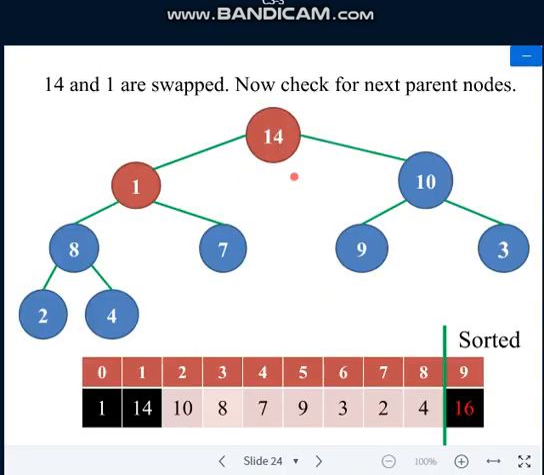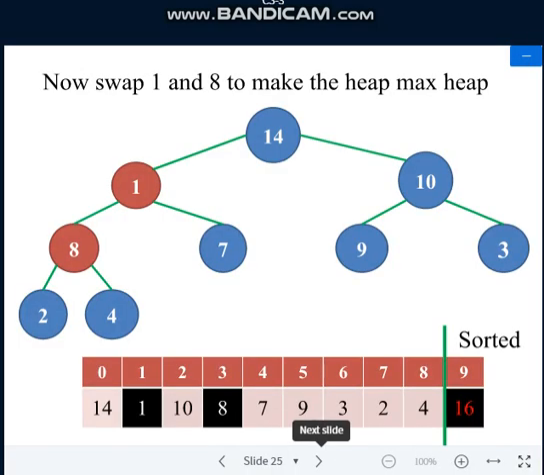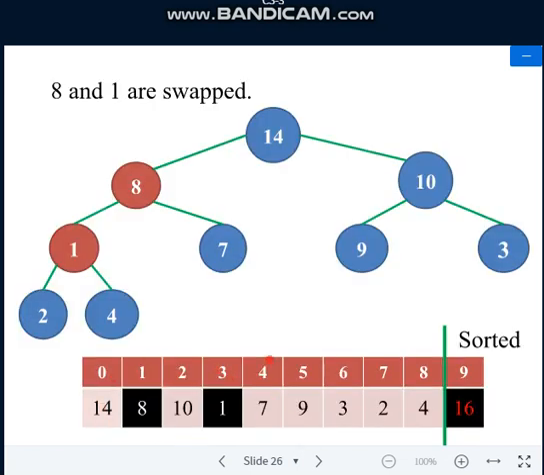So now 14 is the root node here. Obviously 1 is less than 14, and 10 is also less than 14. Now we'll come to the left subtree. What are the values you have? 1, 8 and 7. Among these three, which one is greater? 8 is greater. So we are going to swap 1 and 8. Once we swap 1 and 8, in the array also you need to make the changes. Don't forget to make changes in the array when you are proceeding. So 8 we have swapped with 1. Now again check: 1 is less than 8, and 7 is also less than 8. So the parent node is greater than the children.